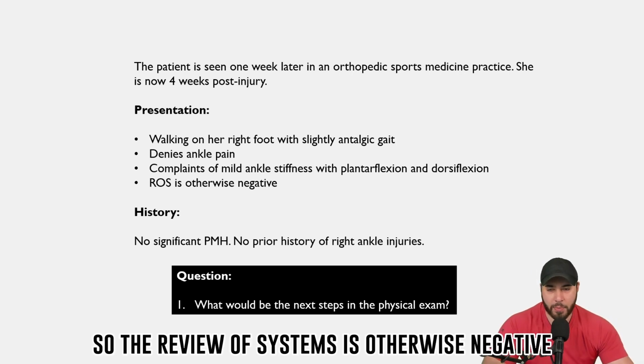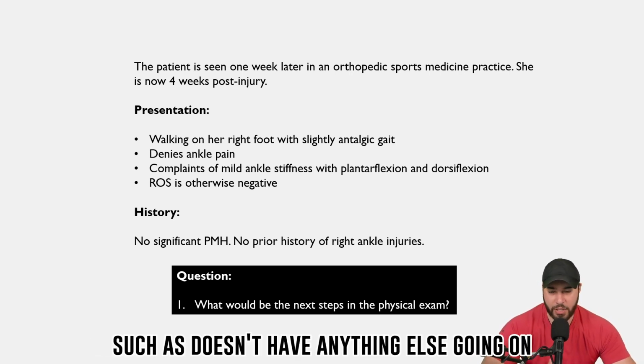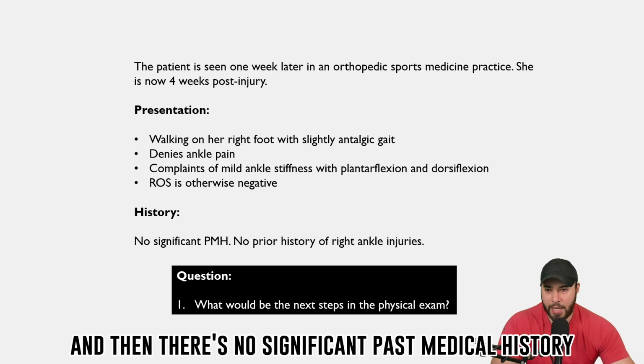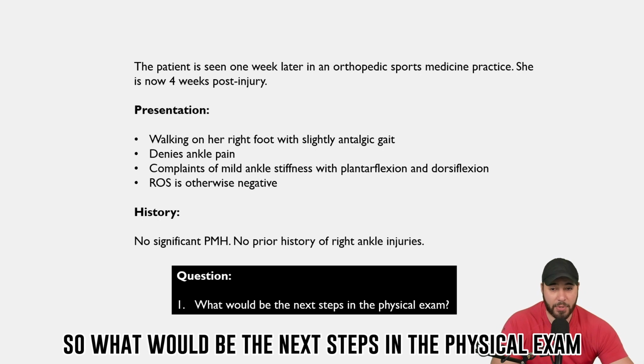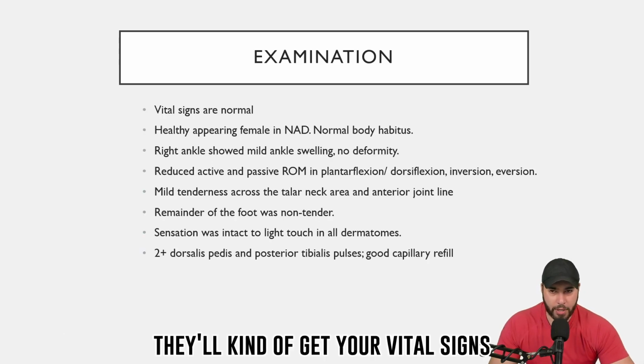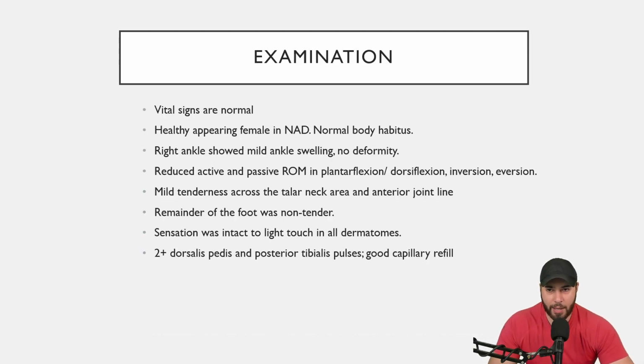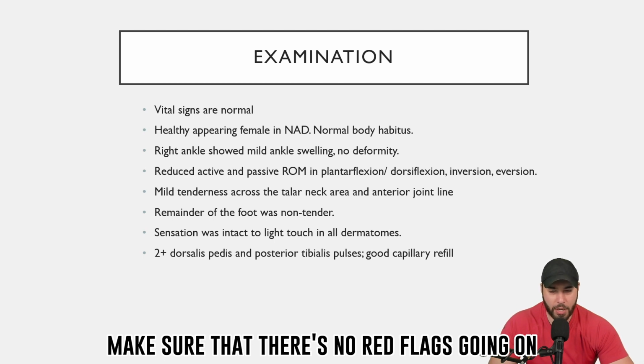So the review of systems is otherwise negative. So she doesn't have anything else going on. And then there's no significant past medical history, no prior history of right ankle injuries. So what would be the next steps in the physical exam? So normally they'll kind of get your vital signs, make sure that there's no red flags going on.